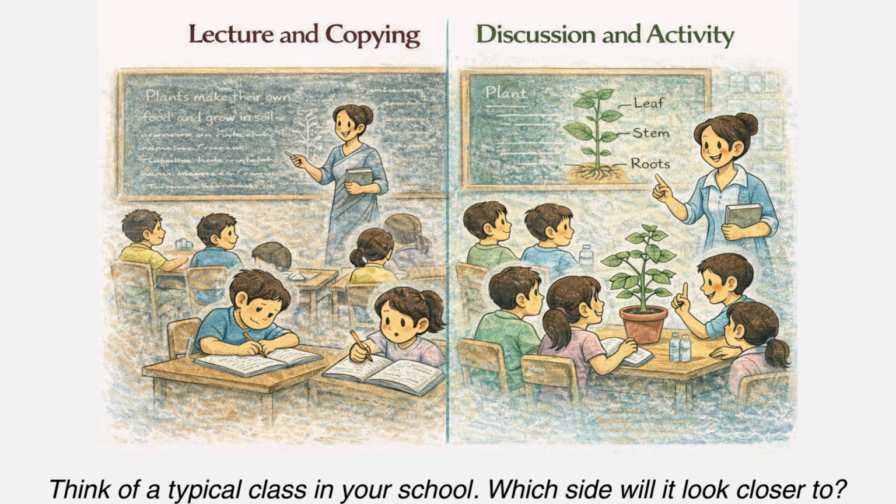Look at these two classrooms. On one side, the teacher is explaining, students are copying. On the other side, the teacher is discussing, students are involved in an activity. Now think of a typical class in your school. Which side does it look closer to? There is no judgment here, just observation.